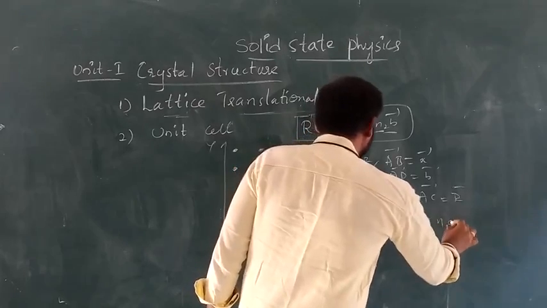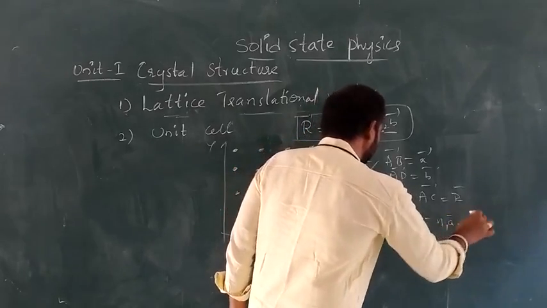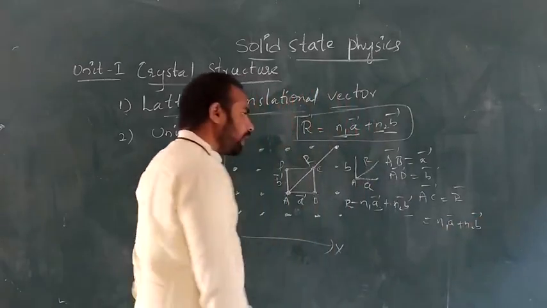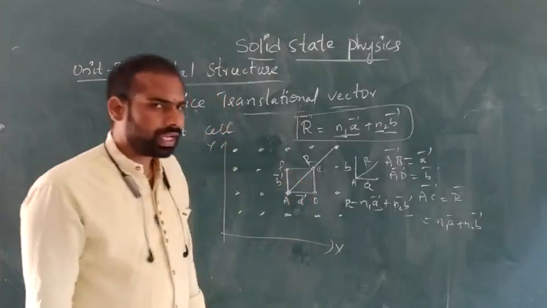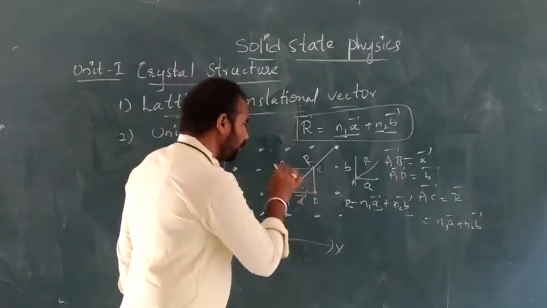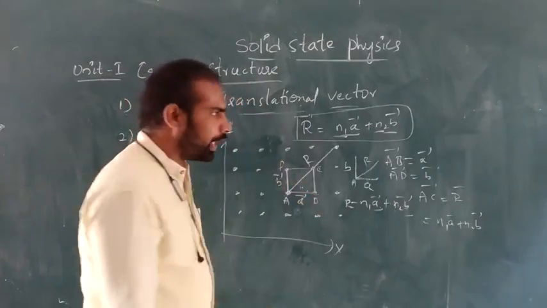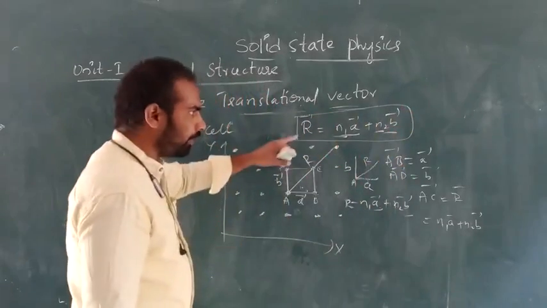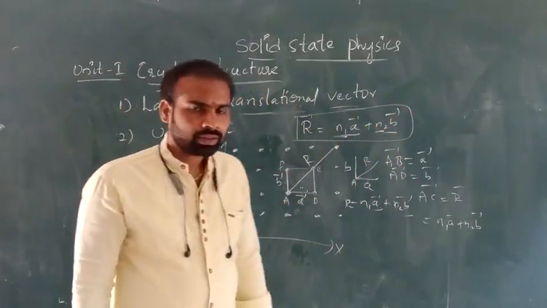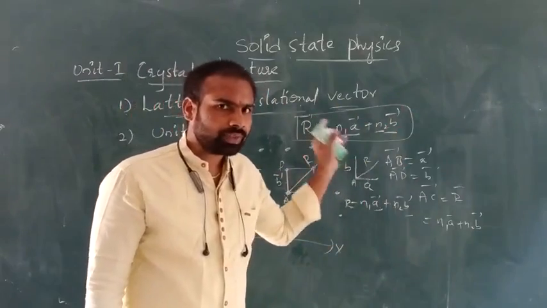N1 A plus N2 B, where N1 and N2 are some integer values, is the distance between these two points. So, like this, we represent a two-dimensional lattice. This is the position vector of the two-dimensional lattice.